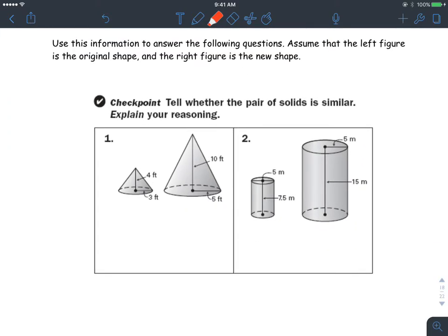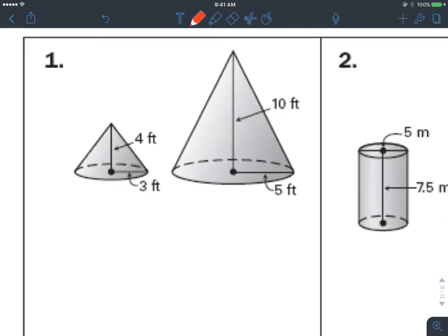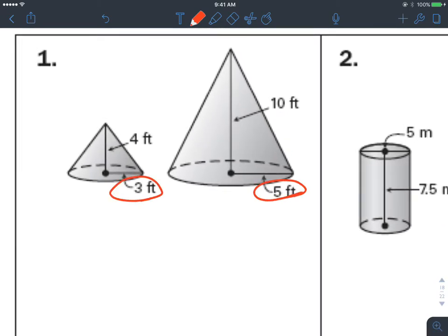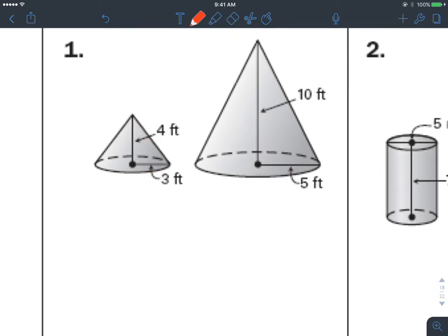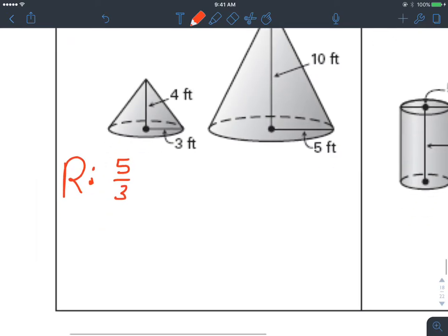So next one right here is just determining if the scale factor is the same, and then if something is similar or not. So if these dimensions have the same scale factor between each other, then these are similar objects here. So first of all, I'm going to check the radii. That's the plural for radius. So we're going to go new over old, so we'll say 5 over 3, and that doesn't reduce there.